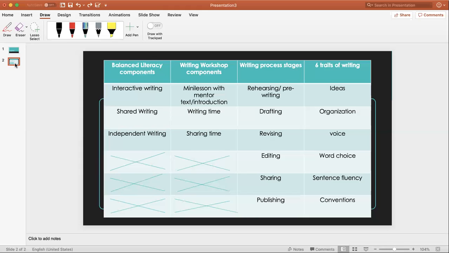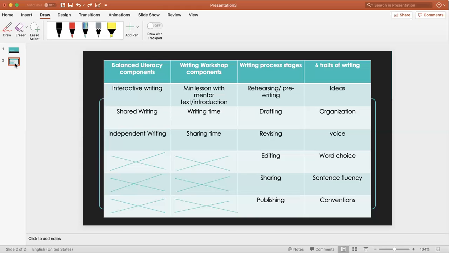6 traits of writing. You have ideas, organization, voice, word choice, sentence fluency, and conventions. The ideas is what they come up with about what they want to write about, whether they have 3 different topics and they're trying to hone in on one or whatever it is. My student had a lot of ideas that he wanted to write about, but he couldn't choose which idea he wanted to write about in the end, but we ended up choosing it, but he had a lot of ideas.